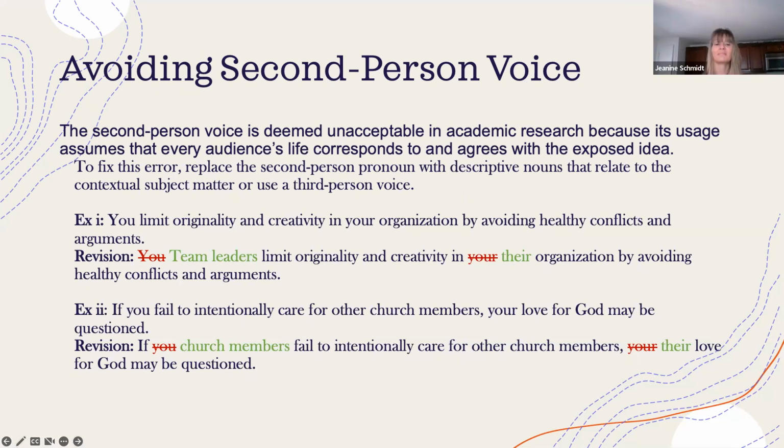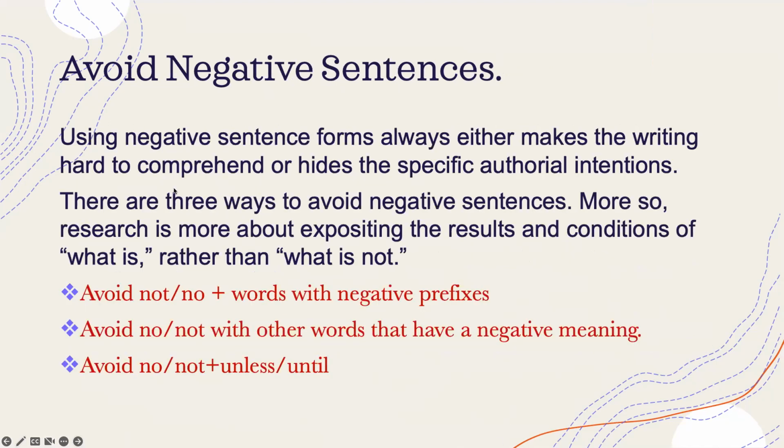All right. So let's go to the next part, which is the final part: avoid negative sentences. It says using negative sentence forms always either makes the writing hard to comprehend or hides the specific authorial intentions. There are 3 ways to avoid negative sentences. More so, research is more about exposing the results and conditions of what is rather than what is not.